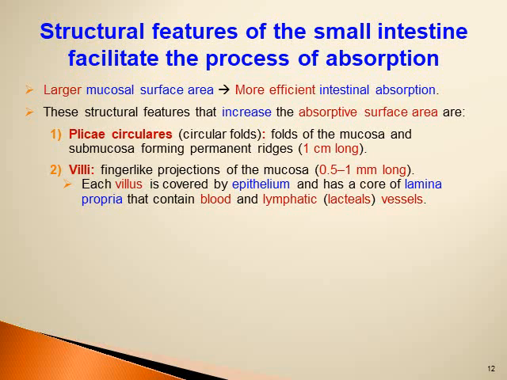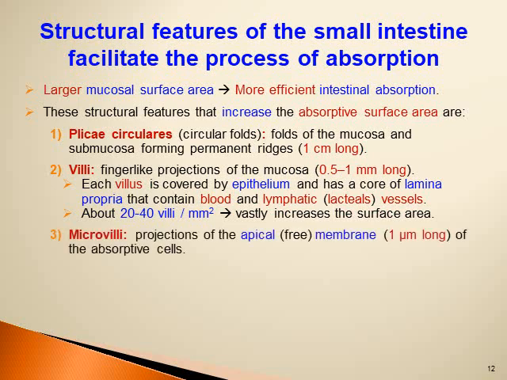The lymphatics are called lacteals. In 1 square millimeter, we can find 20 to 40 villi. So if we take 1 square millimeter of the intestinal mucosa, we can find up to 40 villi. This will vastly increase the surface area of the intestine.